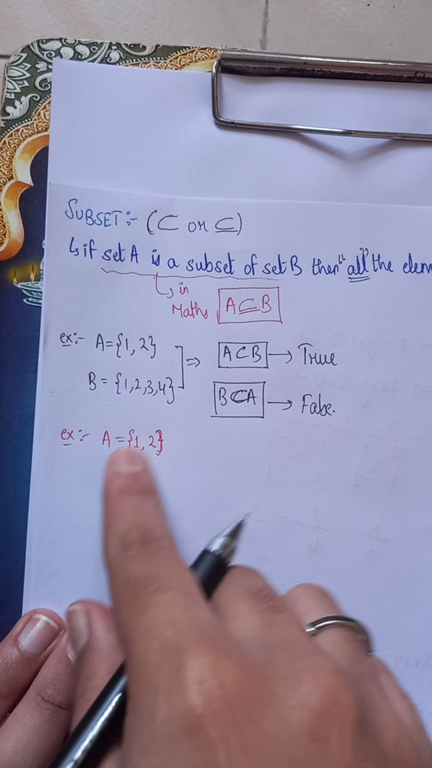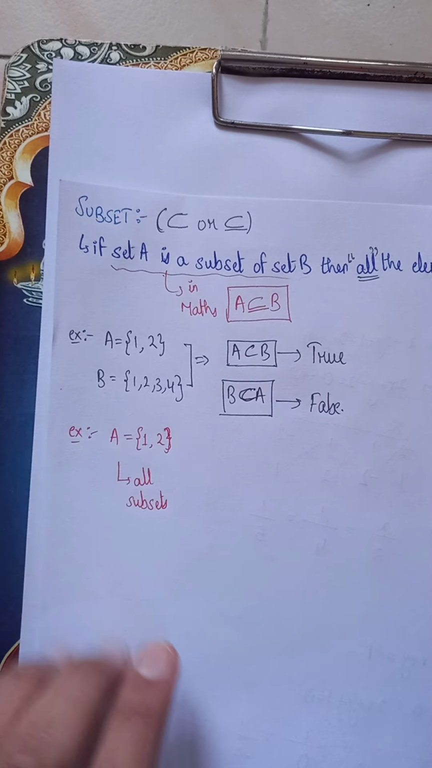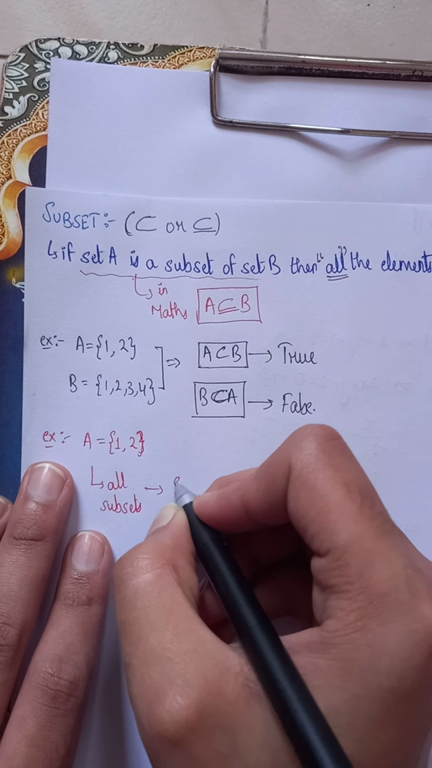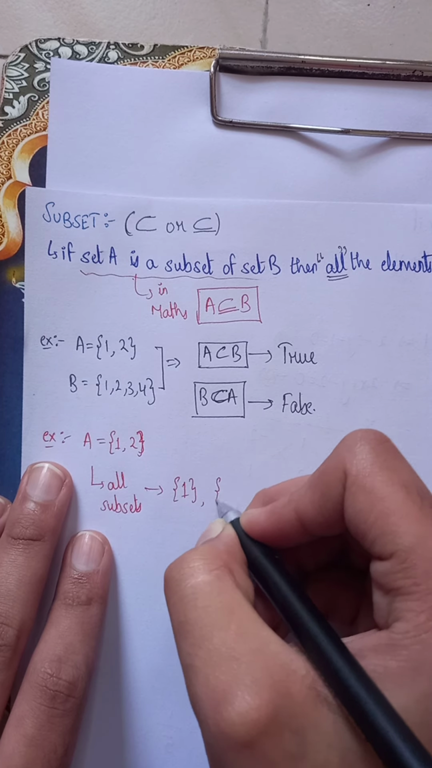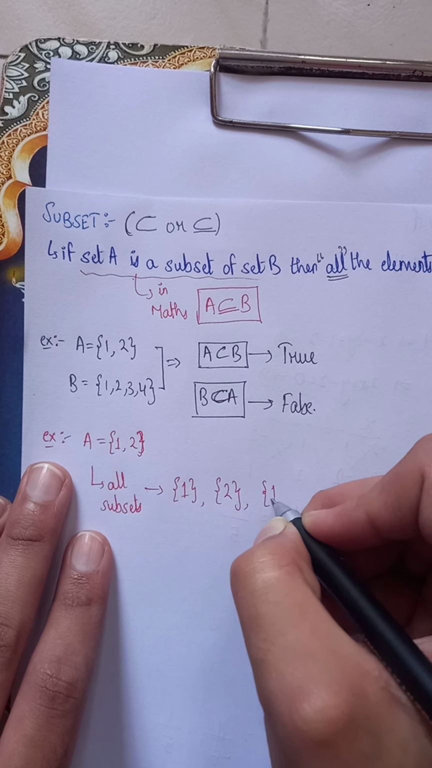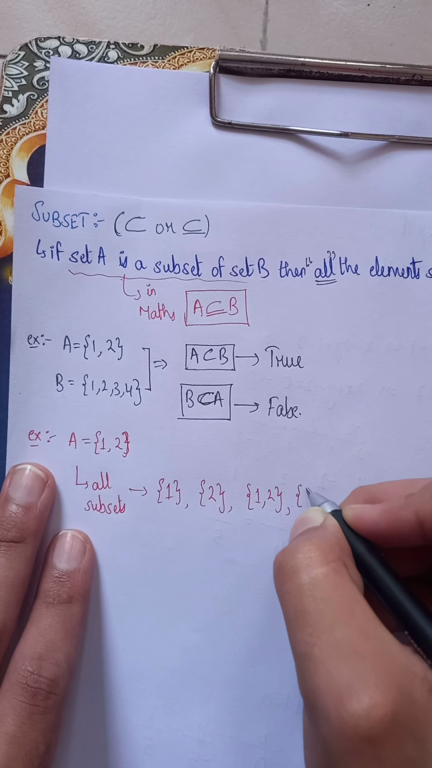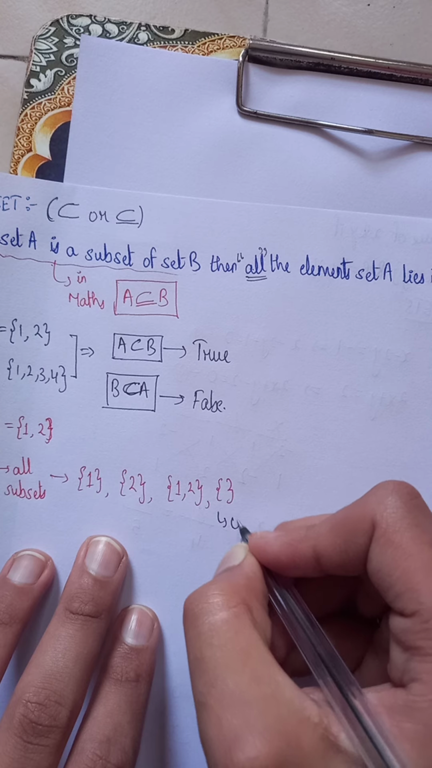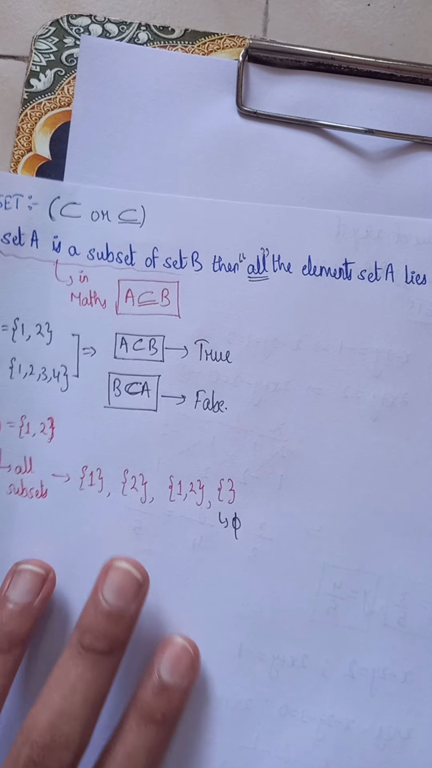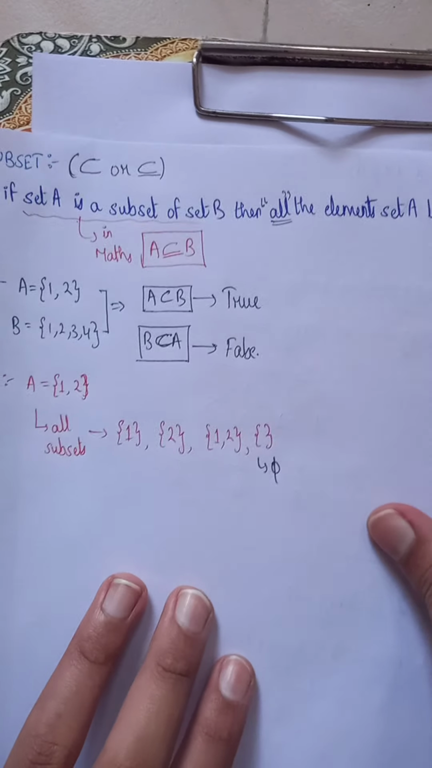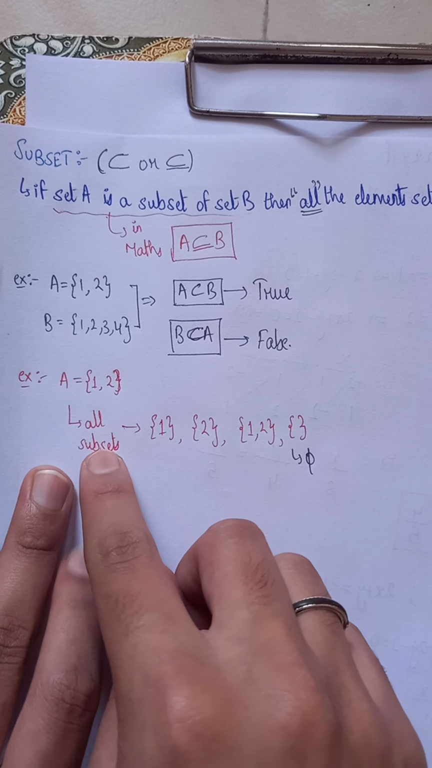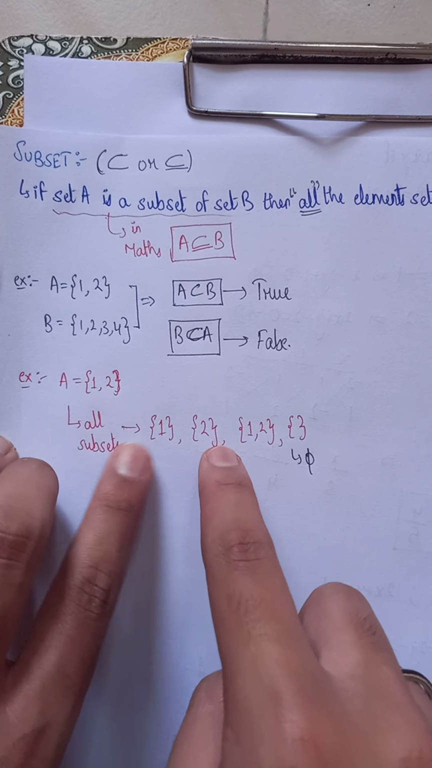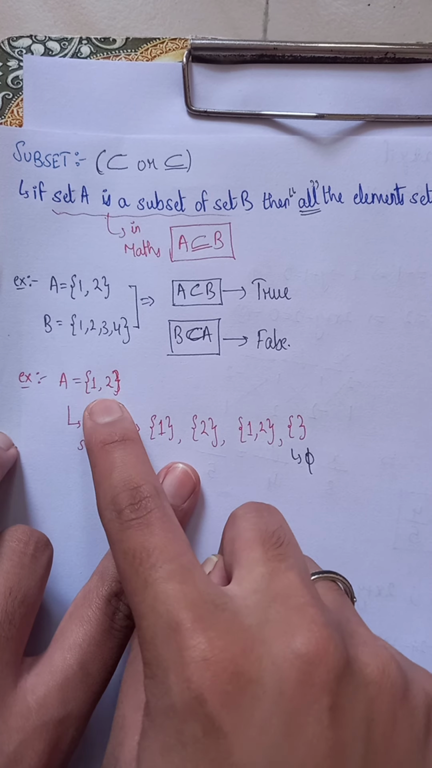Okay, let's do one more example. You need to write all the subsets for this set. The subsets of this set A are 1, then 2, then 1 comma 2, and then an empty set. An empty set is nothing but phi. I hope you understand that you need to write all the subsets of set A. So we write 1, it's present in set A. 2, it is also present in set A. 1 comma 2, it is also present in set A.